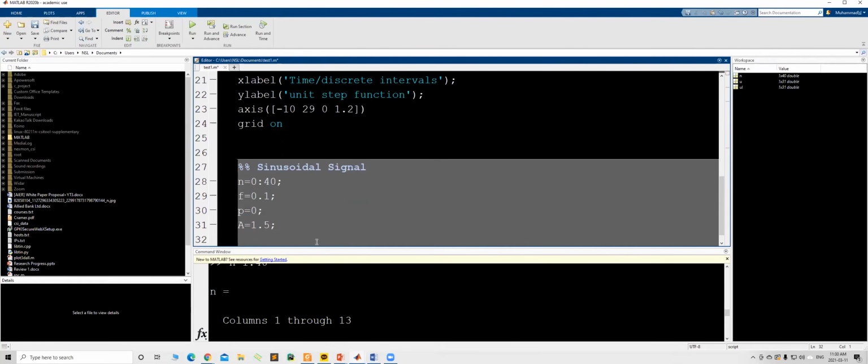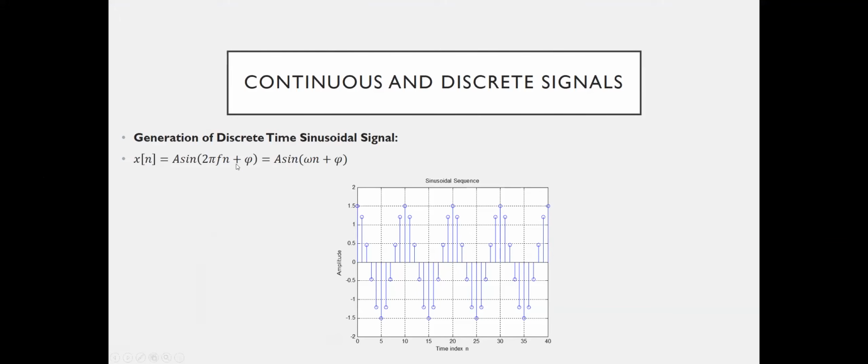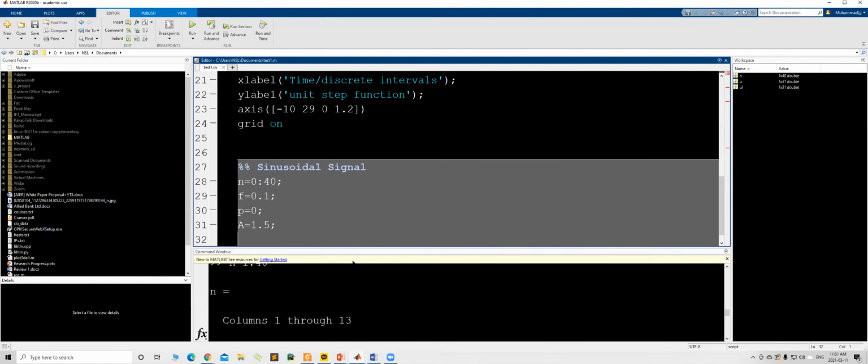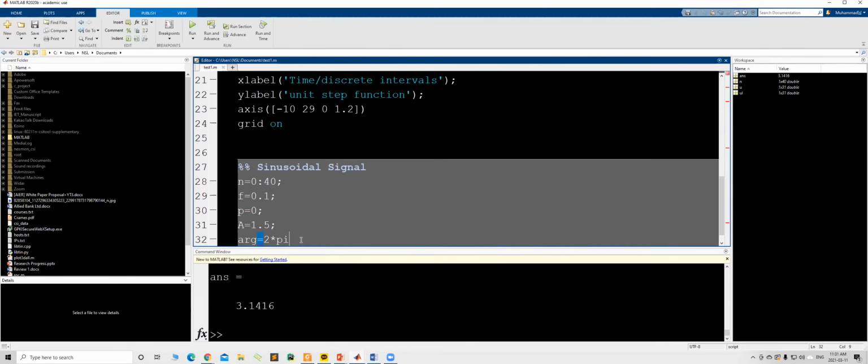And now what is the argument? The argument is this one. The argument is 2 pi f of n plus phi. So this whole thing inside the sine is the argument, right? So let's say I'm calling it arg, and this is equal to 2 multiplied by pi. So the pi is the built-in function. If you put it here, it will automatically give you 3.1416 value. So you don't have to write the value of pi. It's already defined in the MATLAB. What is my f? F is this one, which is 0.1.